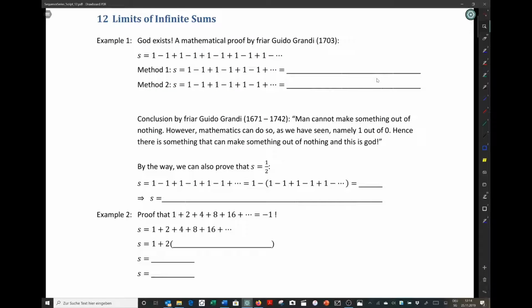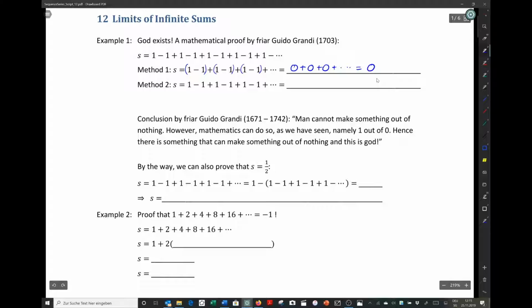So how does this mathematical proof of the existence of God work? Well, Guido Grandi looked at the infinite sum 1 minus 1 plus 1 minus 1 and so on, and called it S. Then, using method 1, by taking brackets around the 1 minus 1, again 1 minus 1 and so on, we get 0 plus 0 plus 0 and so on. So S is 0, obviously.